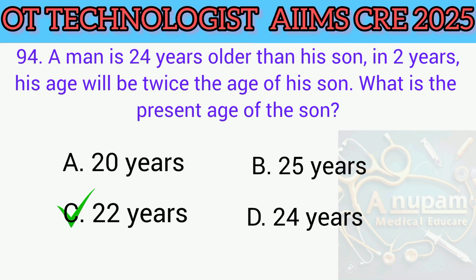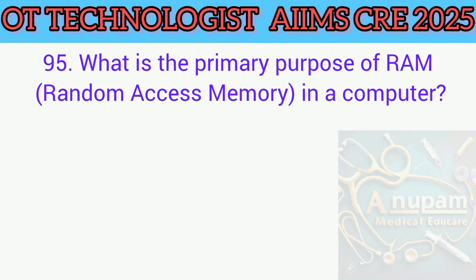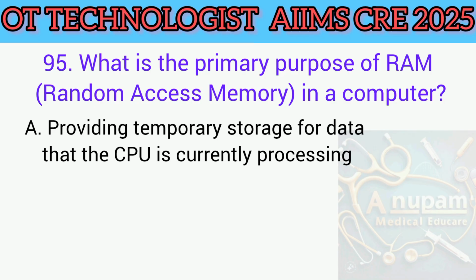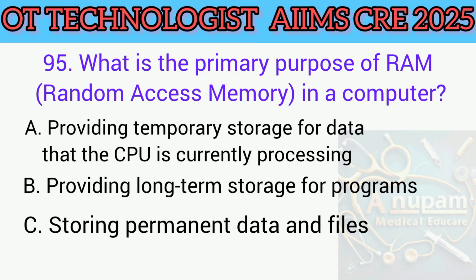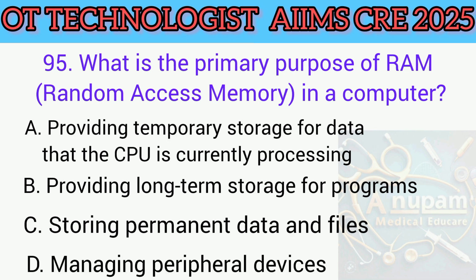Right option, C. Number 95. What is the primary purpose of RAM, random access memory, in a computer? Option A. Providing temporary storage for data that the CPU is currently processing. B. Providing long-term storage for programs. C. Storing permanent data and files. D. Managing peripheral devices.